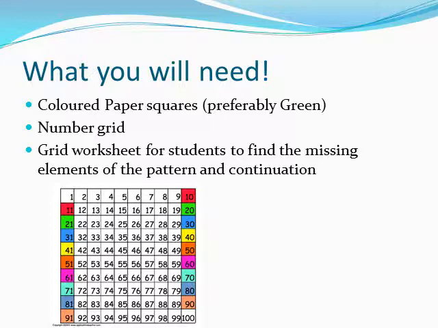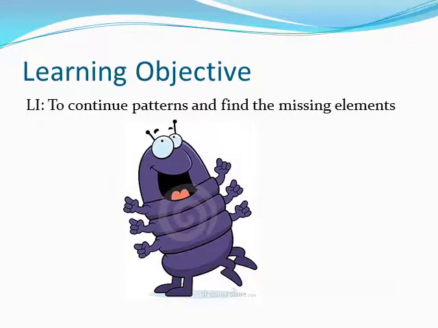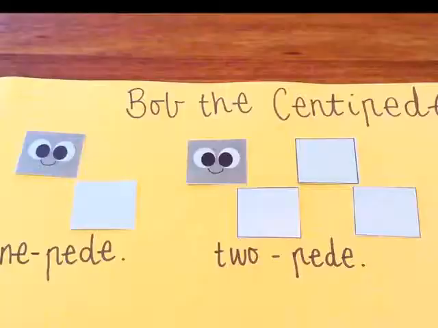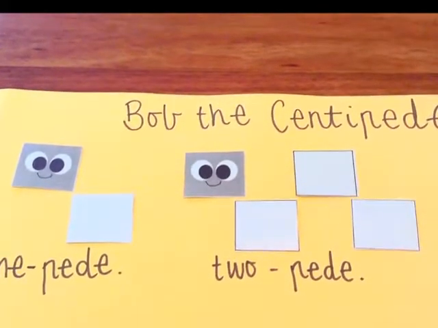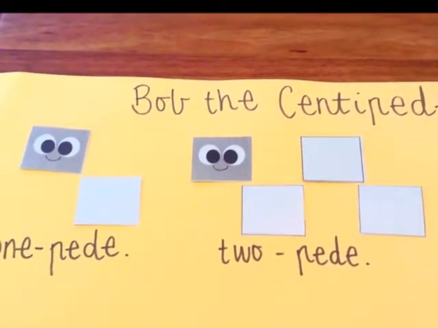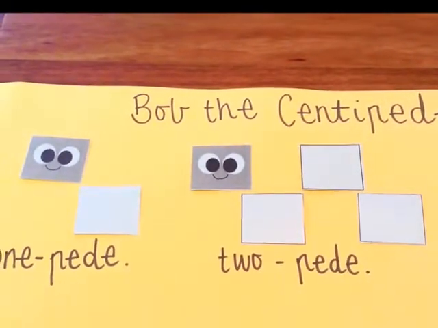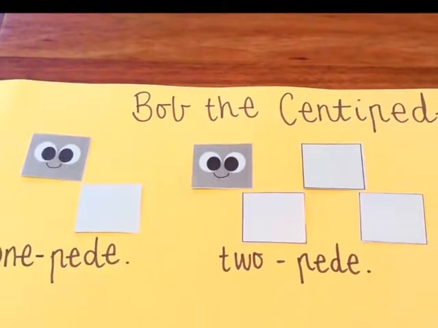What you will need: coloured paper squares, preferably green, and a number grid worksheet for students to find the missing elements of the pattern, and continuation. The learning objective for this activity is to continue patterns and find the missing elements. This activity encourages students to copy a pattern and create the next element. They're continuing patterns using skip counting.